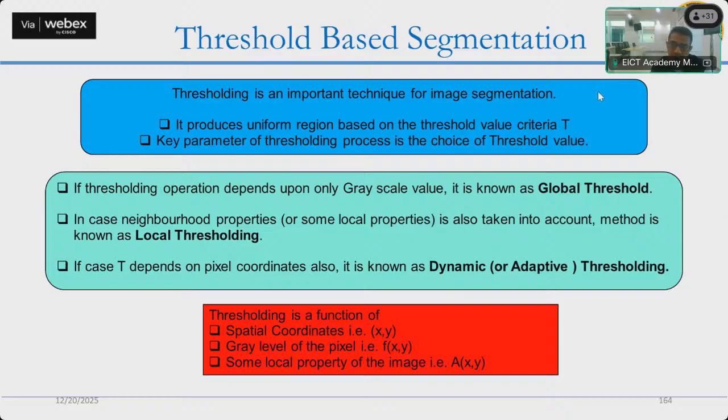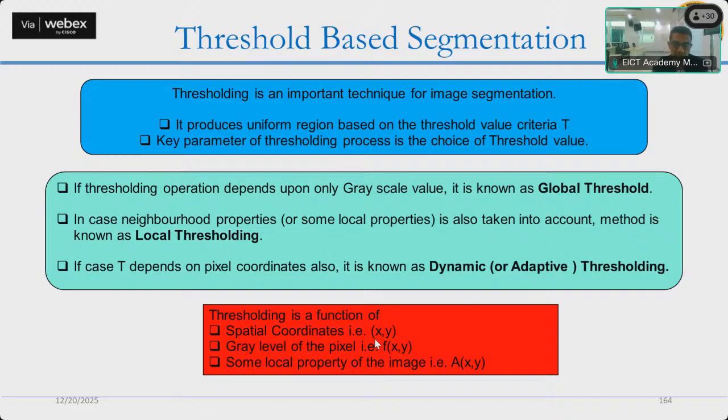Yes, absolutely. All of these are basically the filtering that we have discussed, only under different contexts. If the threshold also takes neighborhood properties into account, the method is known as local thresholding. It depends upon where we want to see it. In case T depends upon pixel coordinates also, it is called dynamic or adaptive thresholding.